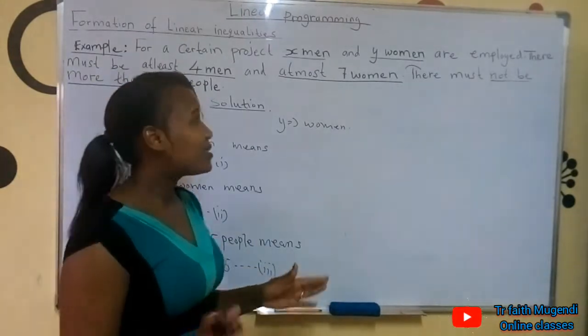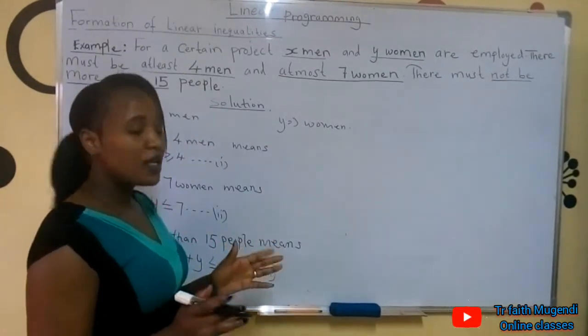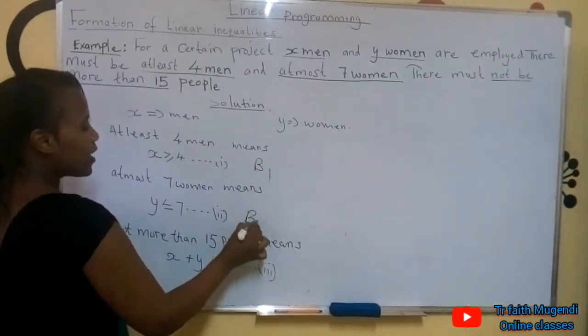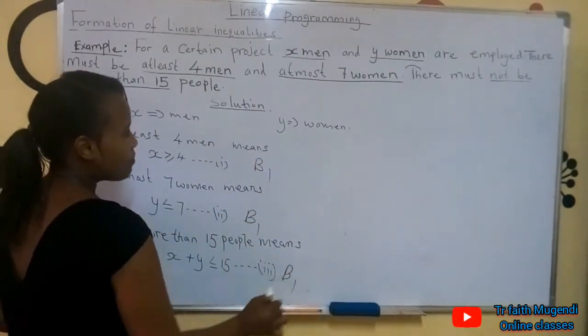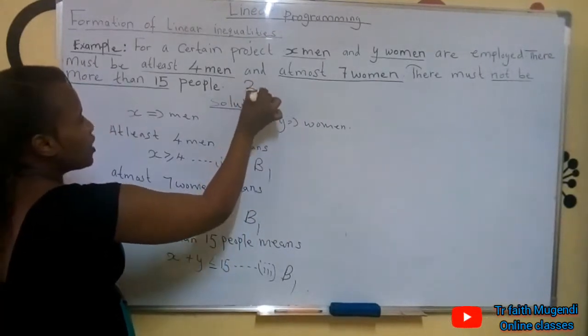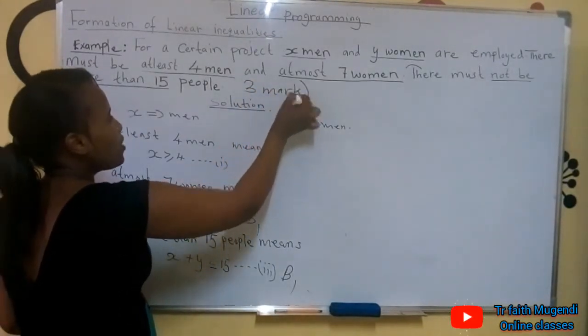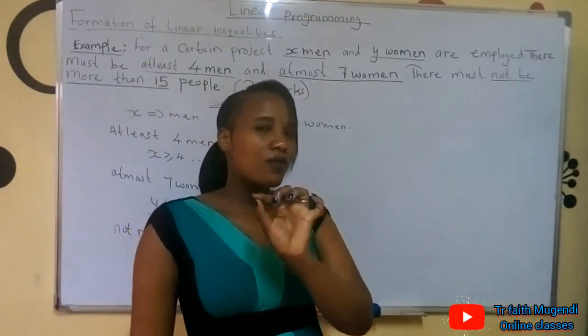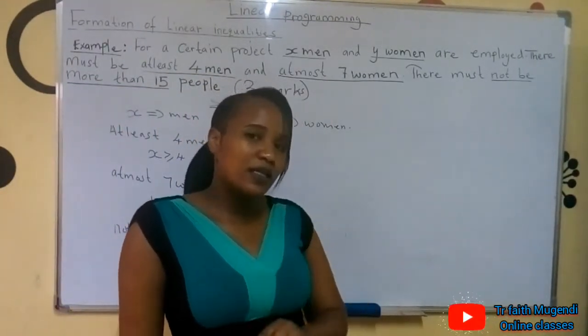As simple as that, and you get your free 3 marks. This is the first mark, the second mark, and the third mark. So this question totals to 3 marks. Maybe one more example will help you understand better.